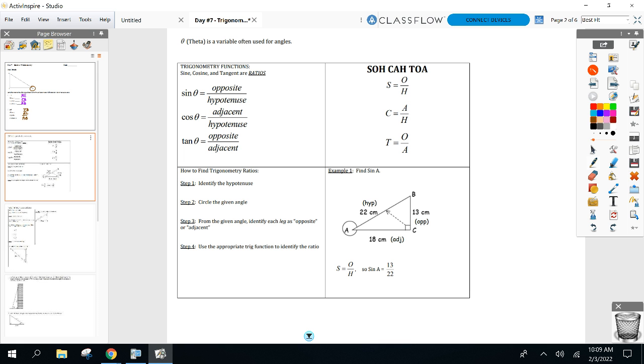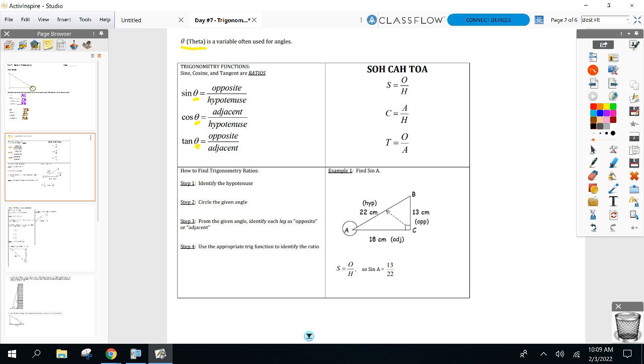First thing I want to introduce is a new symbol up here. I don't want you to get freaked out. This symbol right here is called theta. It's a Greek letter. It's a variable. What variable do you guys usually use? X, right? Well, sometimes when we talk about an angle in math, we use the variable theta. It's a degree measure. That's all that is. So let me introduce your first ratio to you, SIN.